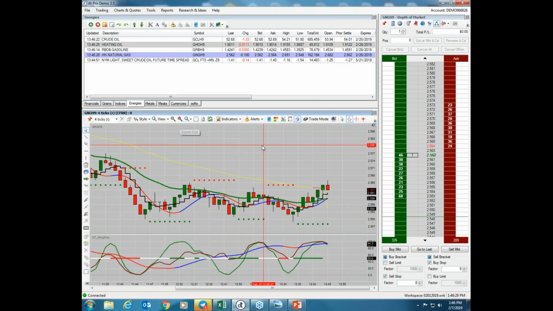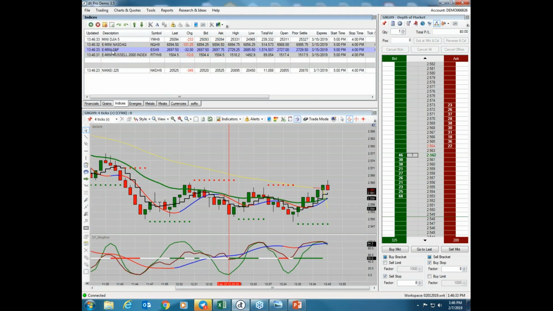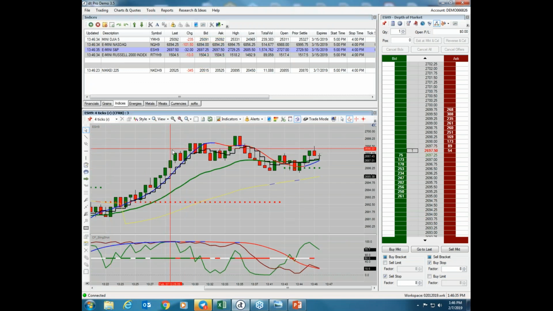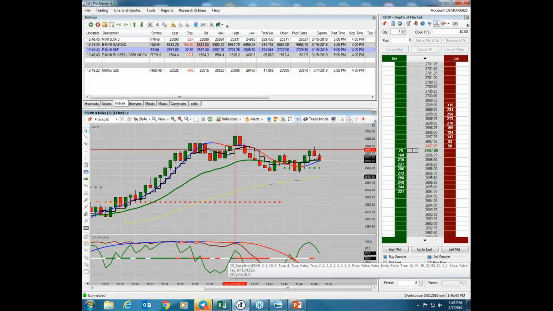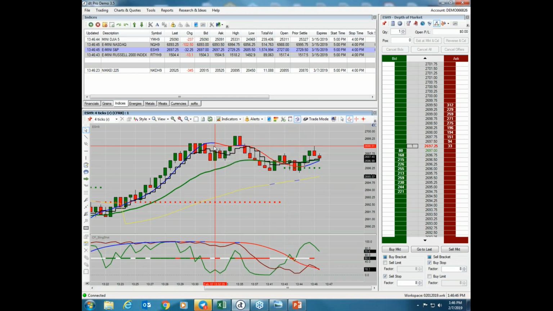Natural gas, sideways. All right. Let's go back to the indices. So this is where we left off. We actually took this one here. Notice how this is curling over. Right now, we're going to do nothing in the S&P until it makes some higher highs or some lower lows here.